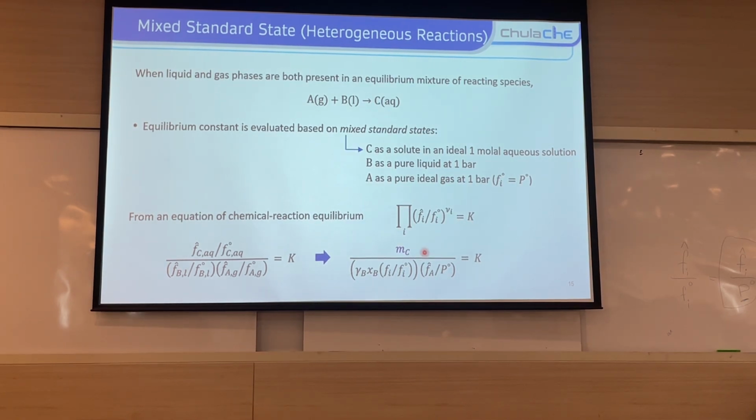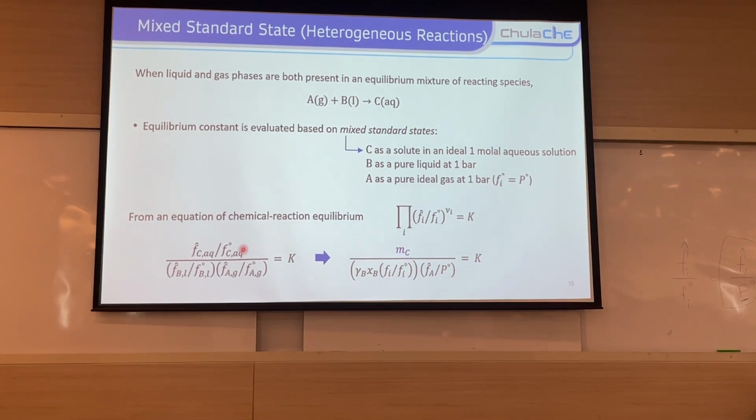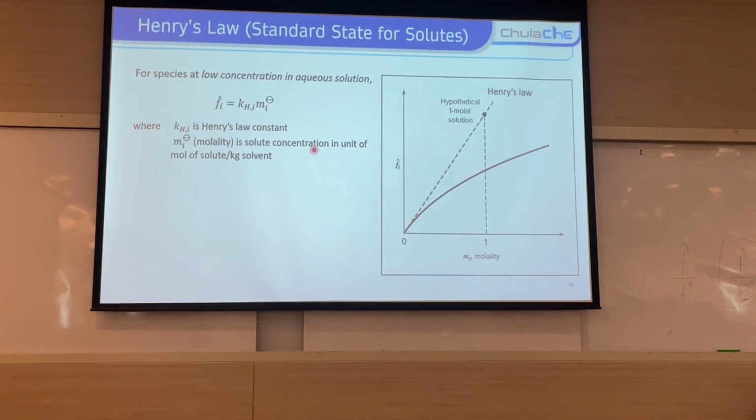And the fraction of the fugacity of the species in the aqueous phase over the fugacity at the standard state in the aqueous phase is equal to the molarity of the species. This comes from Henry's law. So Henry's law is used to assume the standard state for the solutes.